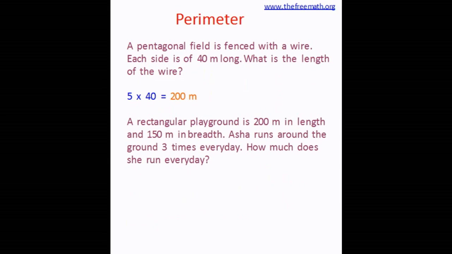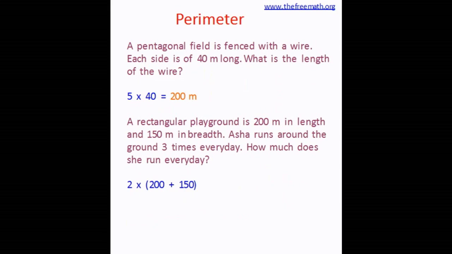A rectangular playground is 200 meter in length and 150 meter in breadth. Asha runs around the ground 3 times every day. How much does she run every day? So when she completes one round, it would be equal to the perimeter of the rectangle. So let's first calculate the perimeter, which would be equal to her one round. What would be the perimeter?